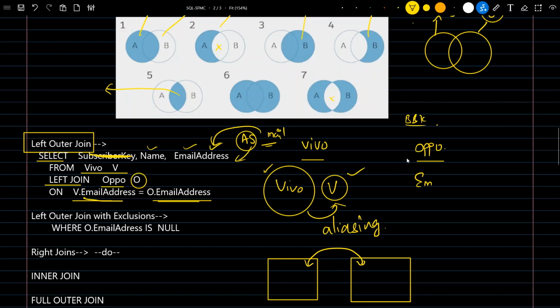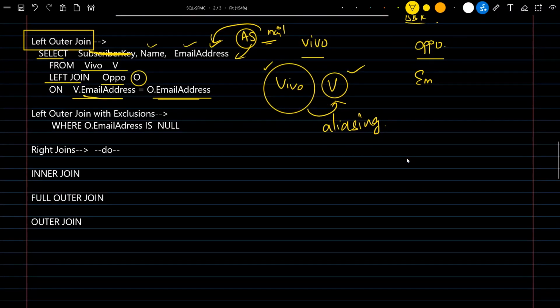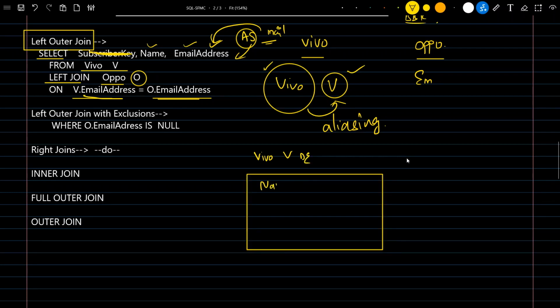Let us take an example. Here the Vivo data extension is in this form. Let's say there is a name and there is an email address.